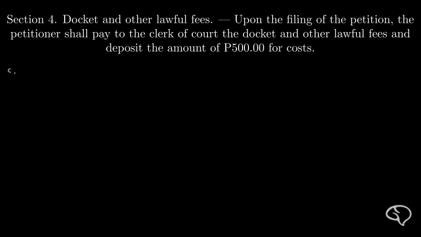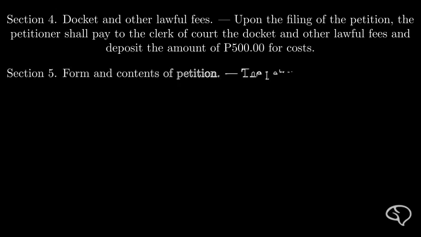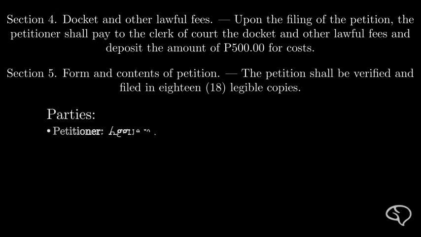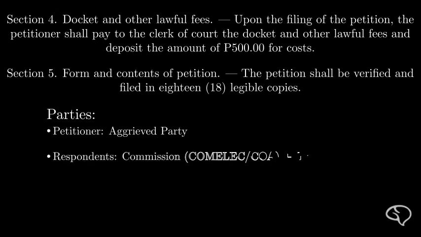Let's break it down. First, the petition must be verified and filed in 18 legible copies. Verification means you swear under oath that the contents are true. 18 copies is a lot, so plan ahead. Second, the petition must name the correct parties. You, the aggrieved party, are the petitioner. The respondents are the commission that issued the judgment, and any person interested in sustaining that judgment. For example, if COMELEC ruled in favor of Candidate A, Candidate A would be a respondent along with COMELEC.